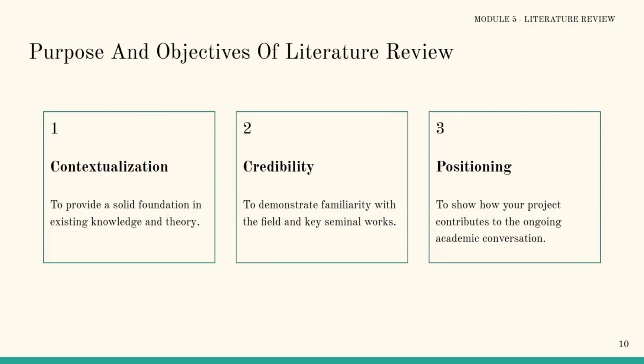So, there are three core properties the literature review should have. Contextualization: it will provide a solid foundation of existing knowledge. It will be credible, demonstrating familiarity with the field and the key seminal work. And finally, it will position how our project contributes to the ongoing academic conversation. A strong literature review explains why the proposed research is necessary.